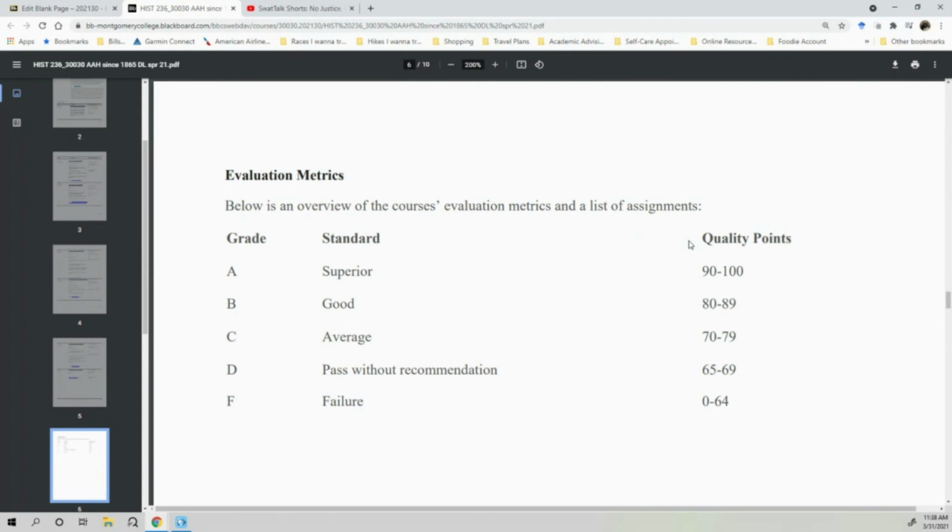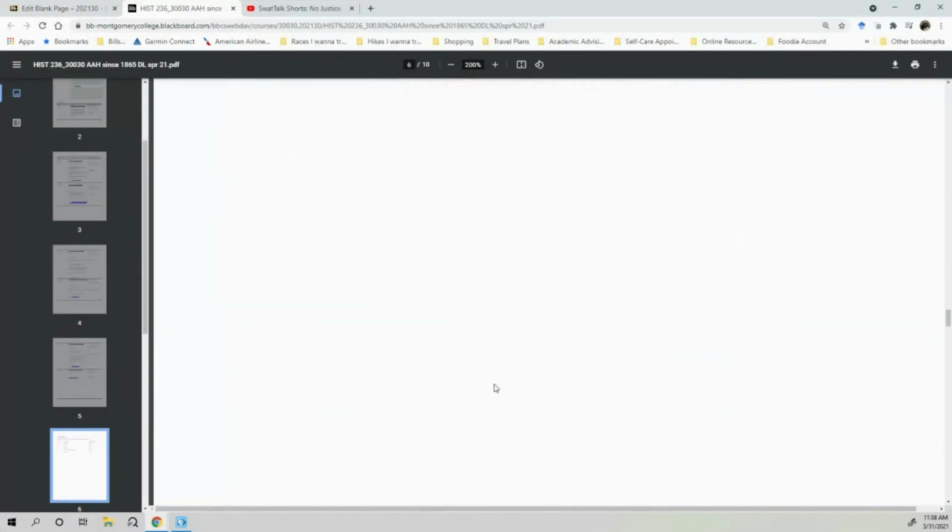So if you want A work, submit A work. If you want B work, submit B work. If you want C work, submit C work, and so on and so forth. So that's how I do grades.